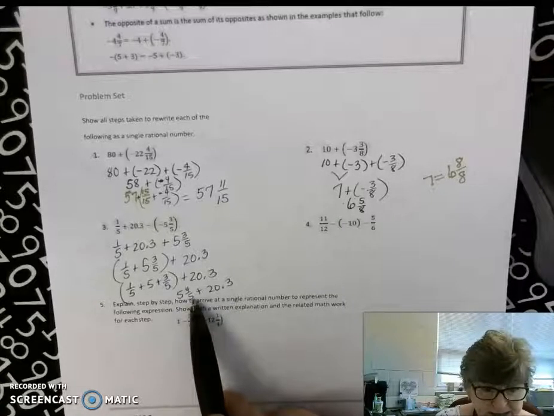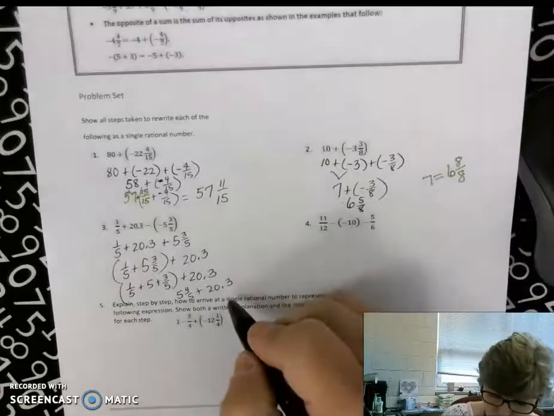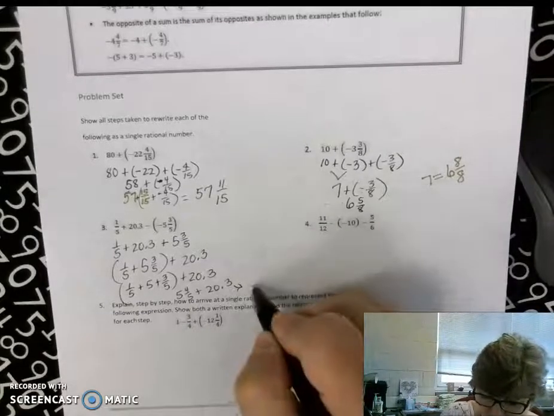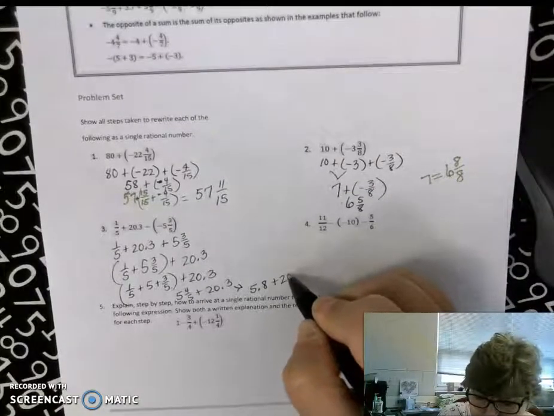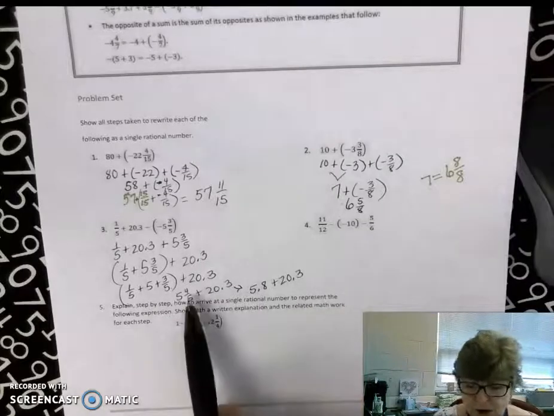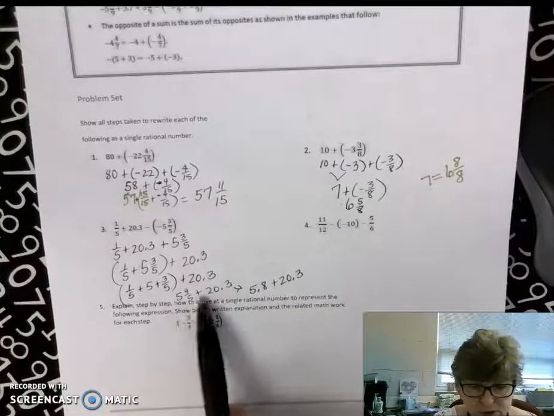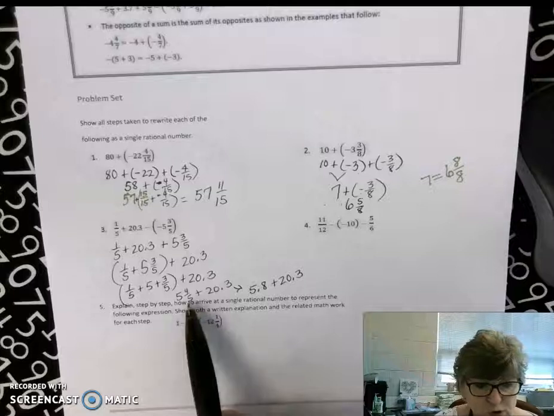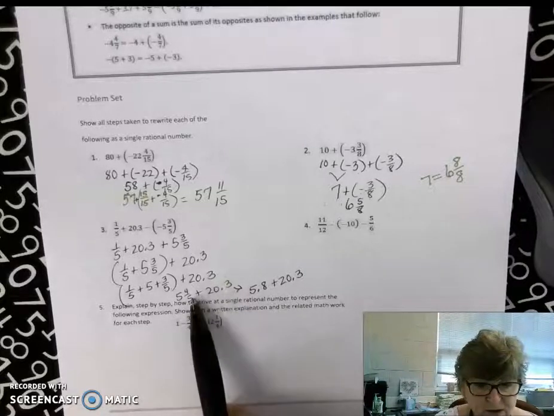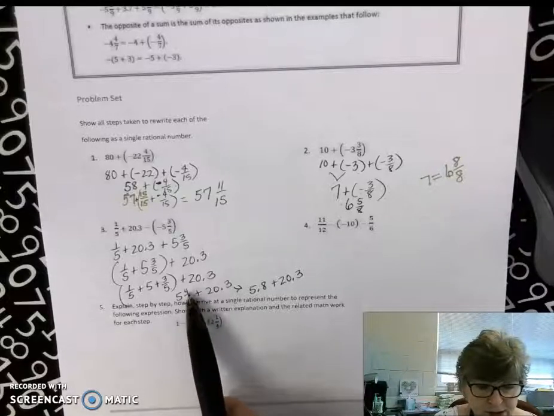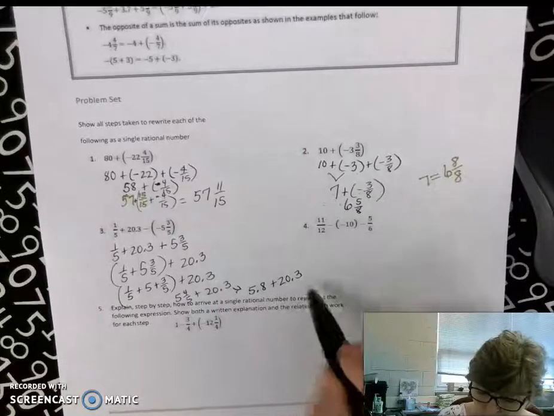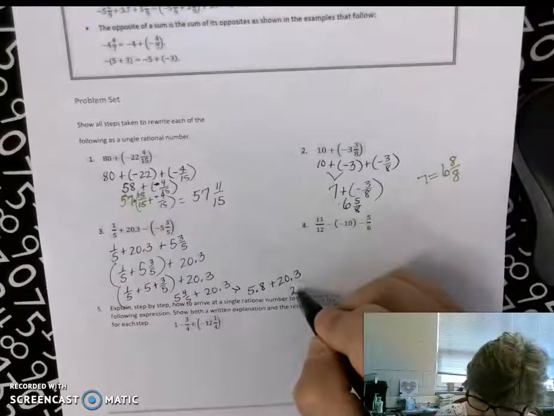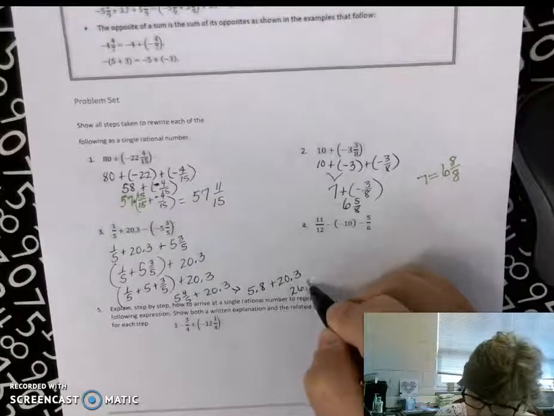And 4/5 is the same as 8/10. So I'm going to change that to 5 and 8/10 plus 20 and 3/10. Now, if you don't know how I change that 4/5, remember that if your denominator is a 10, that gives you your first decimal place, your tenths. So if I have 4/5 times 2 and times 2, then you end up with that 8/10. All right, and when you combine those, you end up with 26 and 1/10.